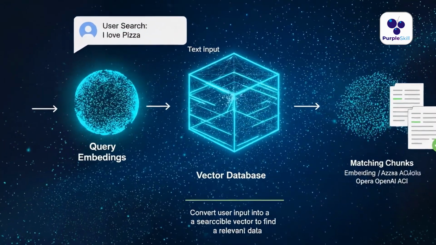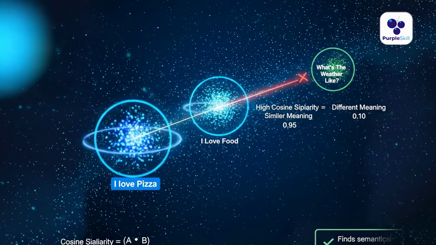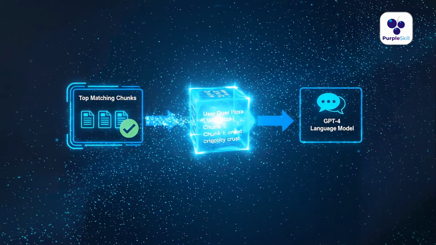Query by converting your user input into embeddings. Compare using cosine similarity, and the last one is to send the top results into the GPT prompt context.